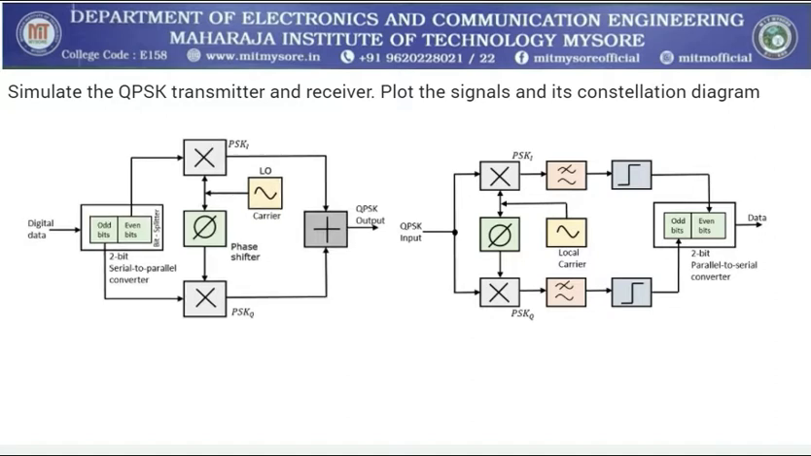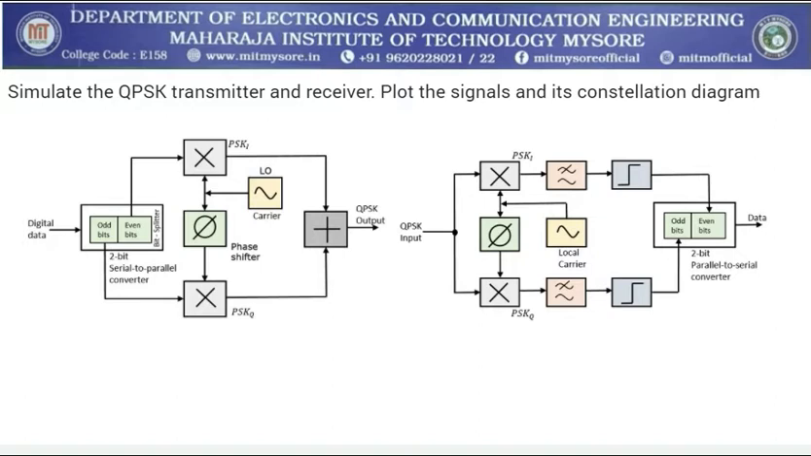Simulate the QPSK transmitter and receiver, plot the signals and its constellation diagrams. This particular experiment consists of two different units: one is the modulation unit and the other is demodulation. We're going to take a binary signal, that is BPSK, which will be sent to the bit splitter. From the bit splitter it will be sent to two different regions, the I phase and the quadrature phase units, and these two are combined and the result is obtained. The resulting waveform is called the QPSK waveform.